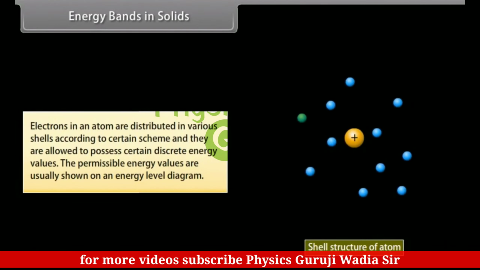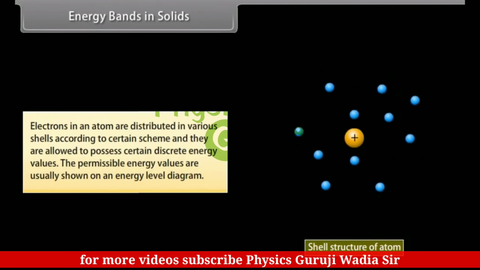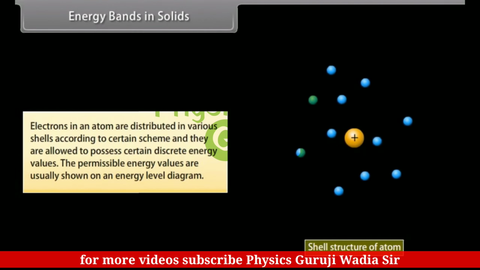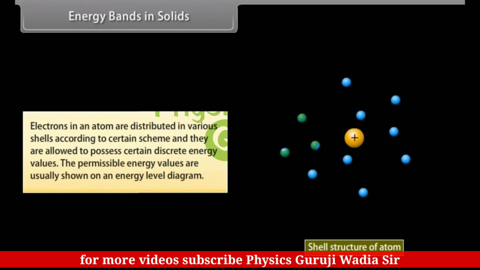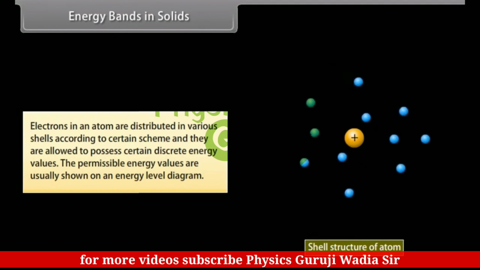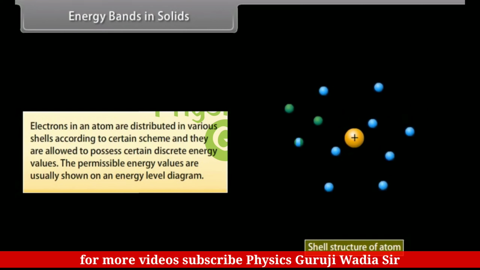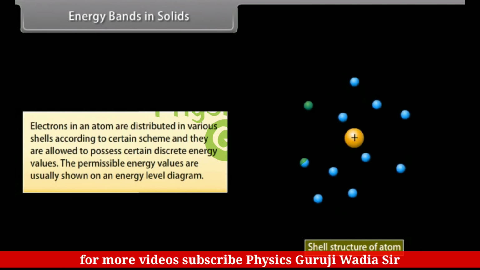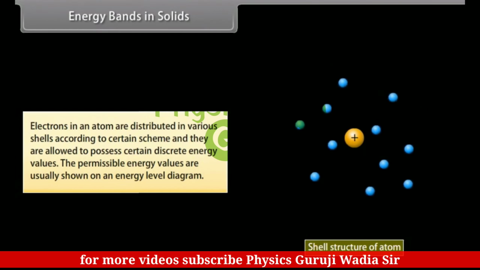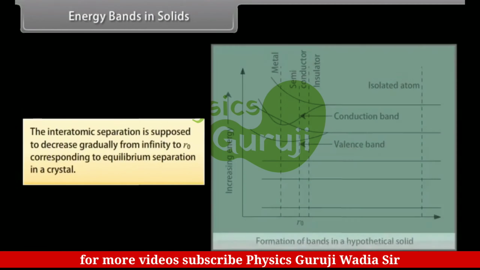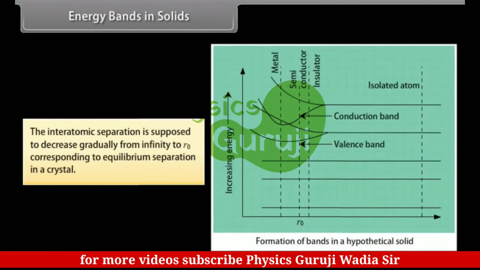Energy bands in solids. Electrons in an atom are distributed in various shells according to a certain scheme and they are allowed to possess certain discrete energy values. The permissible energy values are usually shown on an energy level diagram. We consider the formation of bands for the energy level normally occupied by the valence electrons and the next level above it. The interatomic separation is supposed to decrease gradually from infinity to R, not corresponding to equilibrium separation in a crystal.